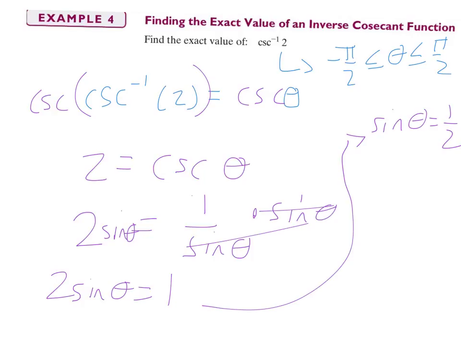Now we need to find the angle from negative pi over 2 to pi over 2 which gives you a sine value of 1/2. We know sine is positive in the first quadrant, because remember this interval is in the fourth quadrant and the first quadrant, and sine is positive in the first quadrant. So I'd recommend you go to the unit circle and find what angle gives you a sine value of positive 1/2. And that should tell you that the angle would be 30 degrees or pi over 6.